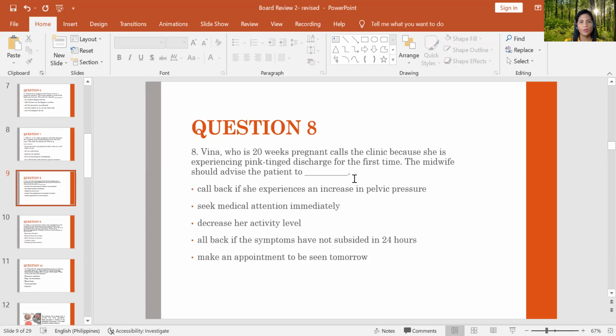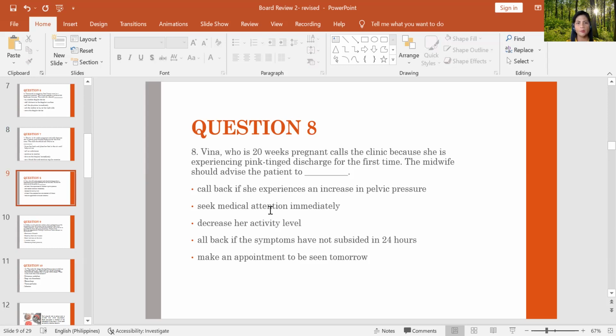Okay, let's move on to question number 8. Vina, who is 20 weeks pregnant, calls the clinic because she is experiencing pink tinge discharge for the first time. Remember this one. Vina is only 20 weeks, okay? So the midwife should advise the patient to what?